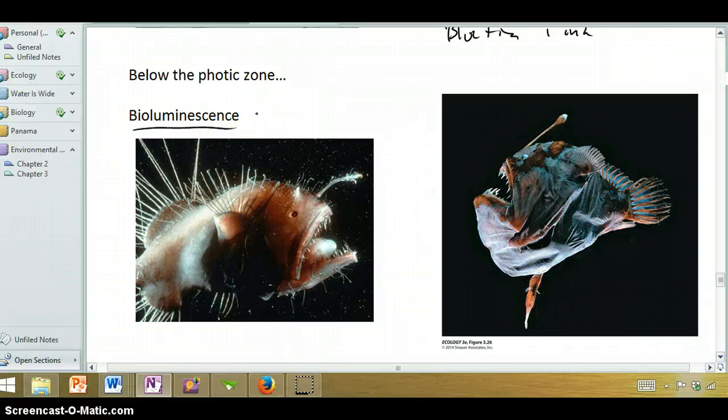Same thing that fireflies do, but it's very common down there. And some of them use them as these structures, like right here, that they use as lures. They light up and they wave them around and they try to attract other fish close to them. And then when that fish is close, they will eat them.